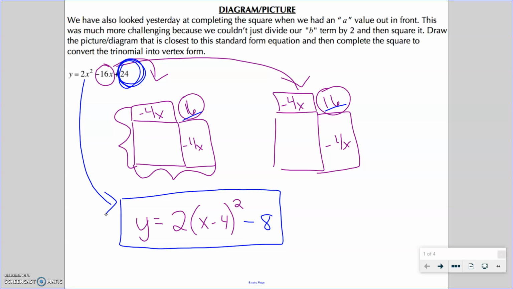So that is what the video was based on Tuesday, talking about the diagram and the picture. Having said that, I want to show you the algebraic method as well. Some of you might prefer the algebraic method. Also, what if this standard form equation was -2x squared? We don't know how to do that. Like, I don't know how to draw a negative x squared box. So I want to show you guys how to do the algebraic method as well, so that when you run into that situation, you know what to do.